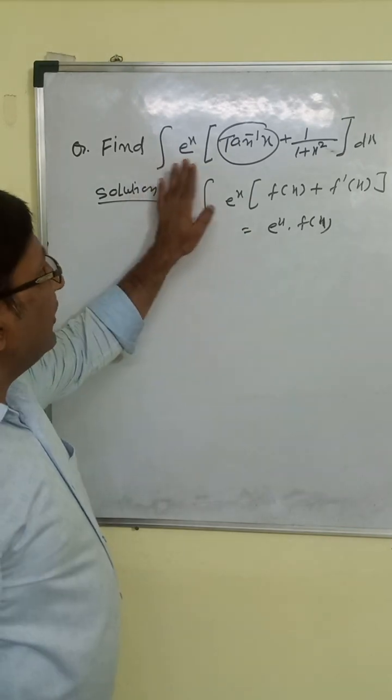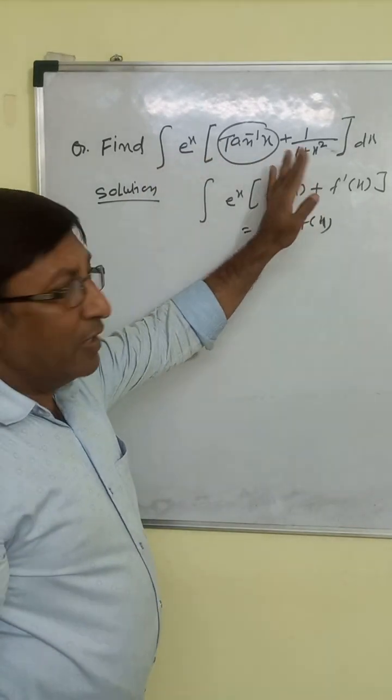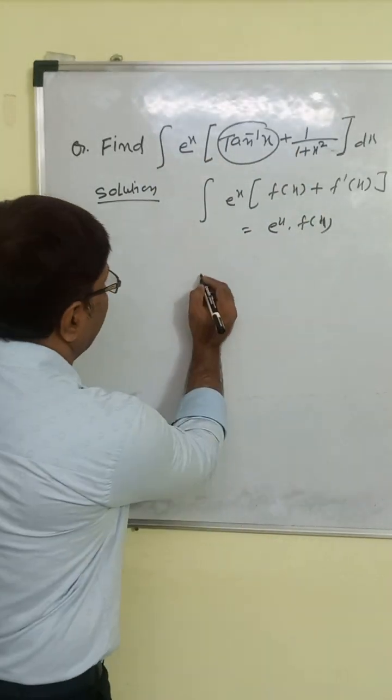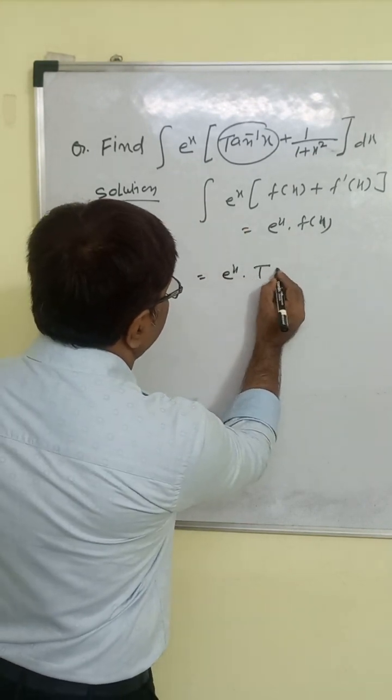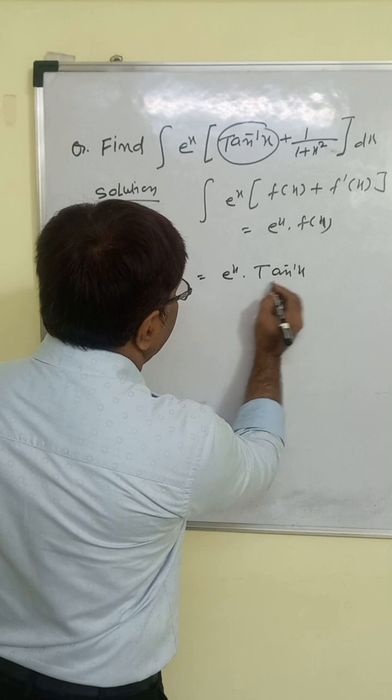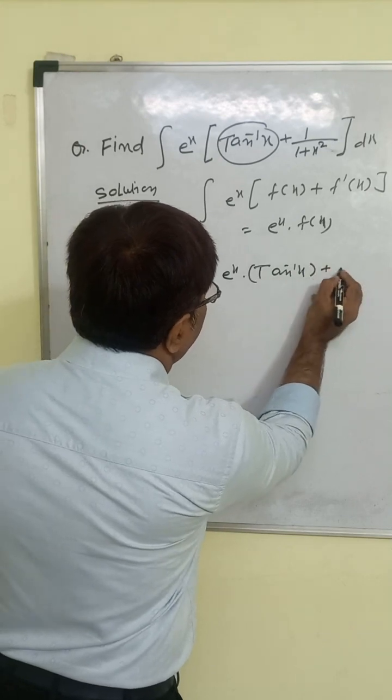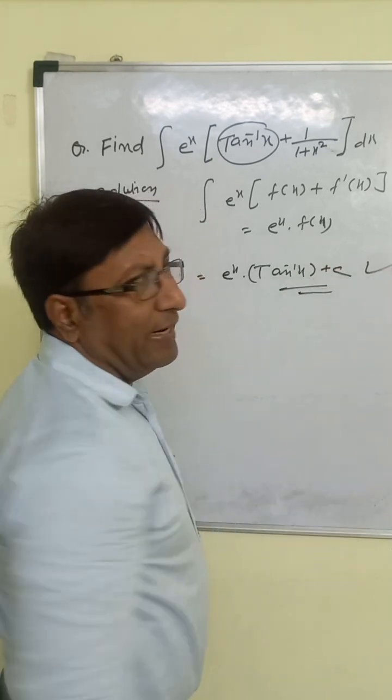So e^x into function plus derivative, the direct answer will be what? That is e^x into the function, which is tan inverse x. So our answer is e^x into tan inverse x plus c. This is our correct answer.